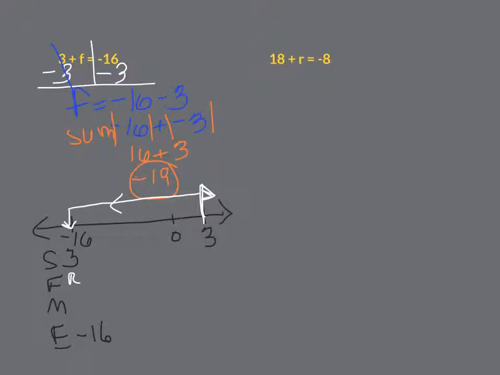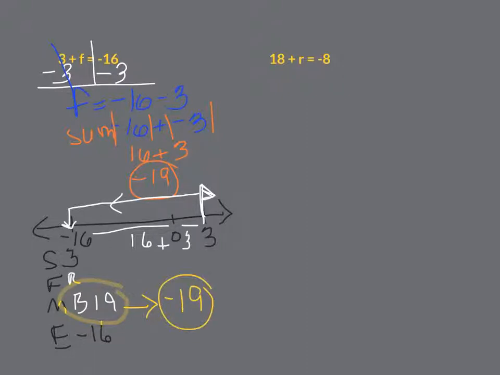So I'm moving back, so that's my B for back. How far did I move? Well, 0 to 3 is 3. 0 to negative 16 is 16. 16 plus 3 is 19. Therefore, I moved back 19, which makes my final answer negative 19. And again, they are the same. So, again, you don't have to do them both, but you need to understand them both.